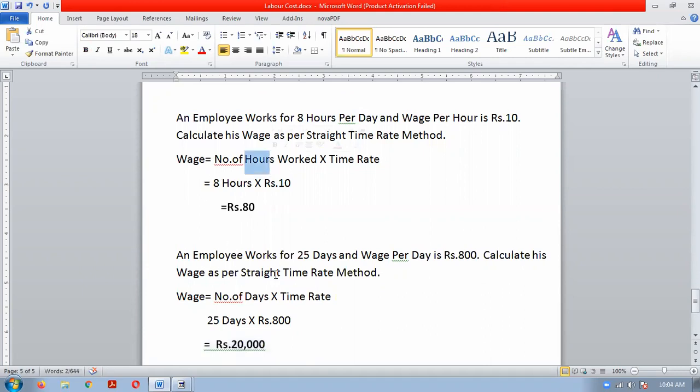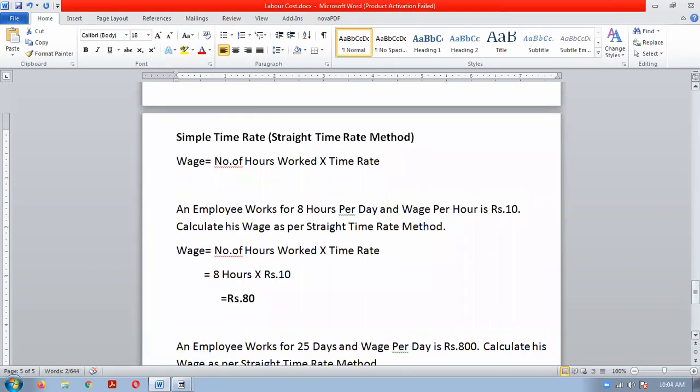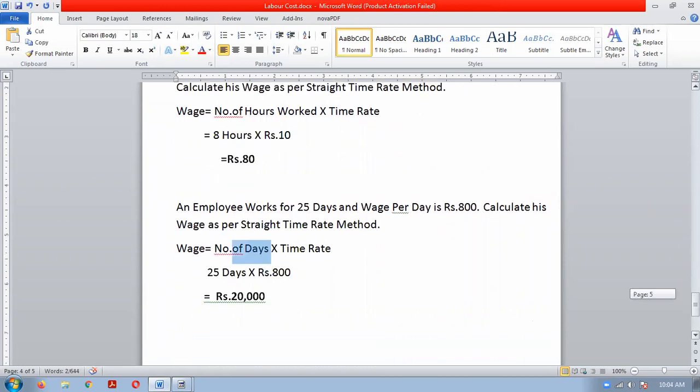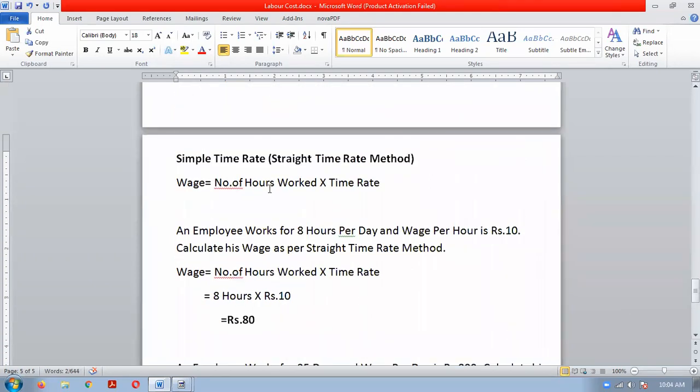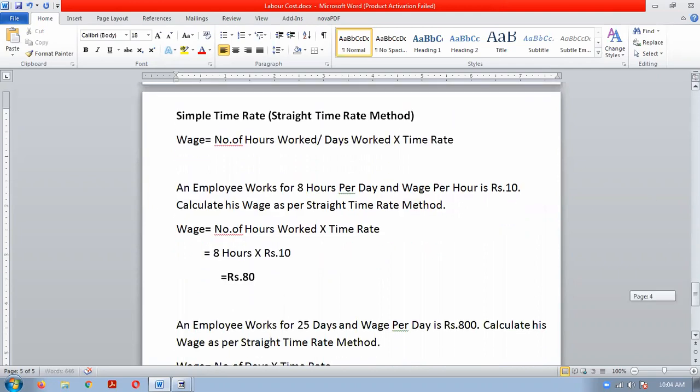Understood? So time rate can be in hours also, in days also. Both cases we have taken. Sometimes it can be weekly also, but let us understand on hours and days basis. Understood? Straight time rate method.